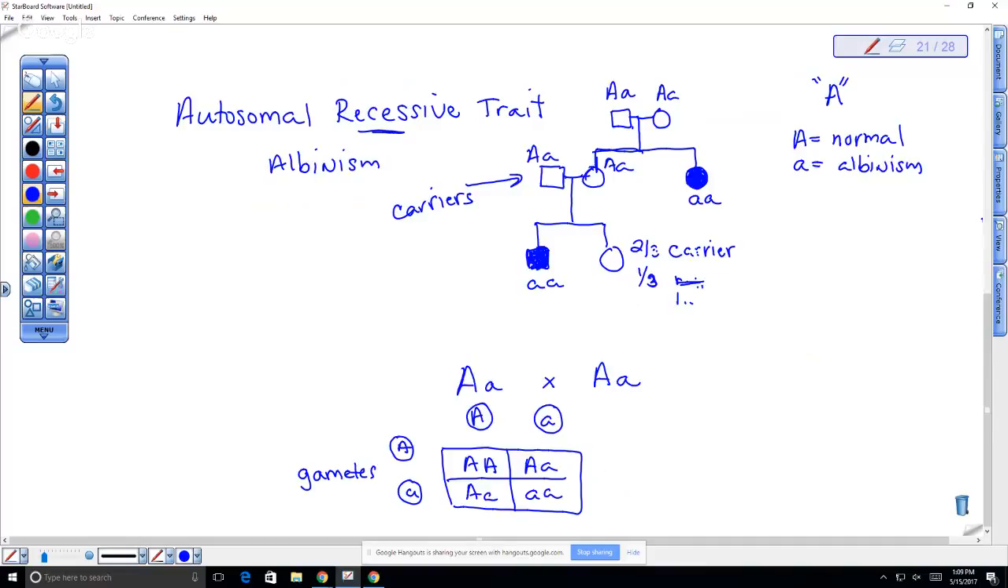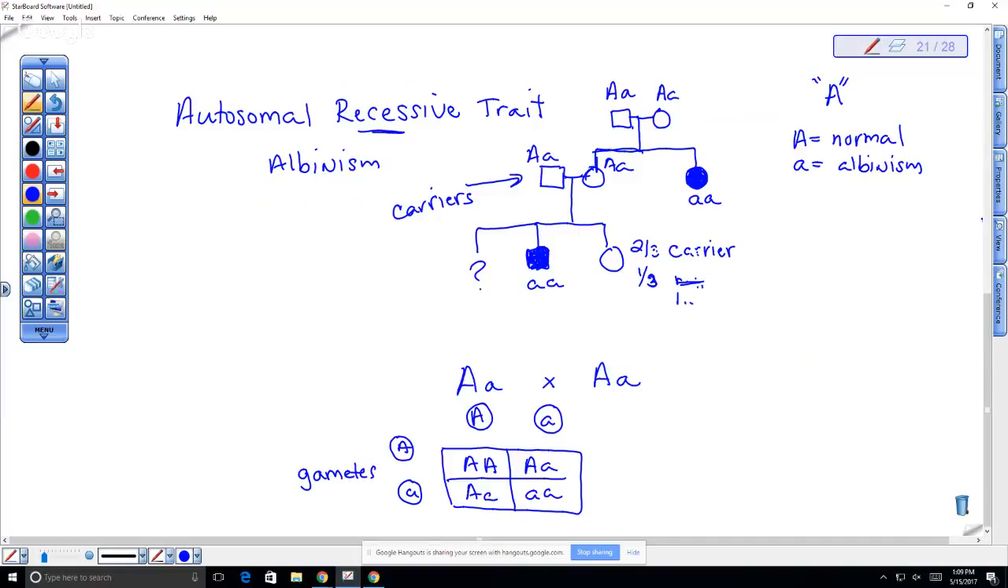So let's say that they had another offspring. So I could put that one over here. So if they're worried, they say, we want another offspring, they go to a genetics counselor and they say, what is the probability if we have another offspring that that offspring would have albinism? What would it be?